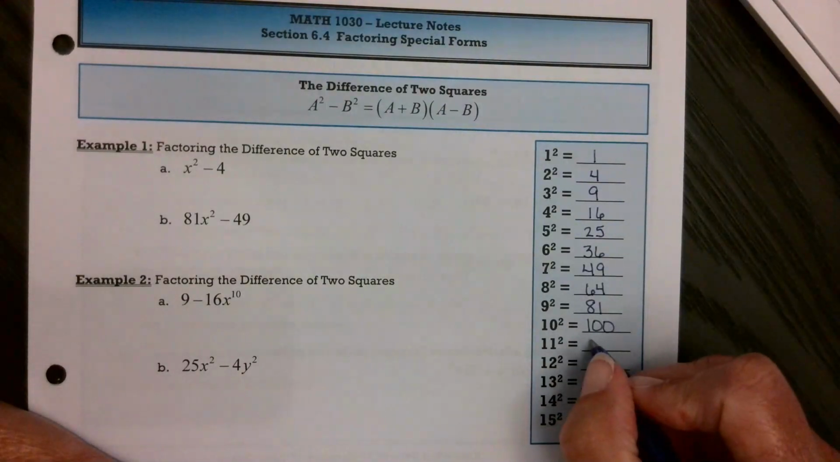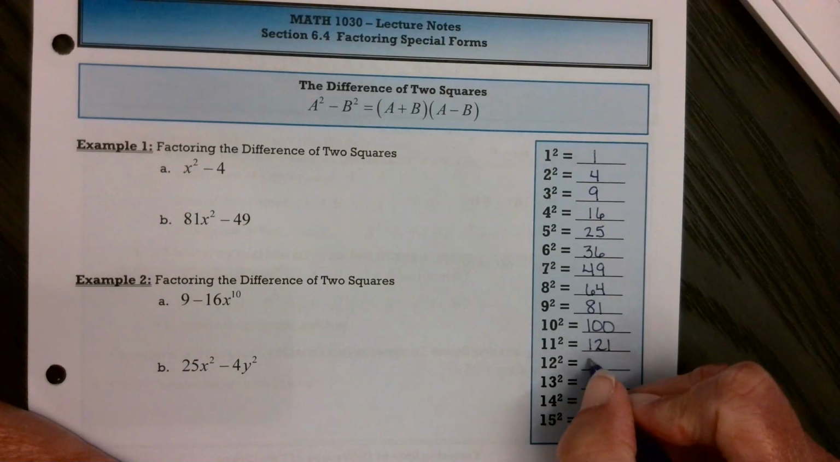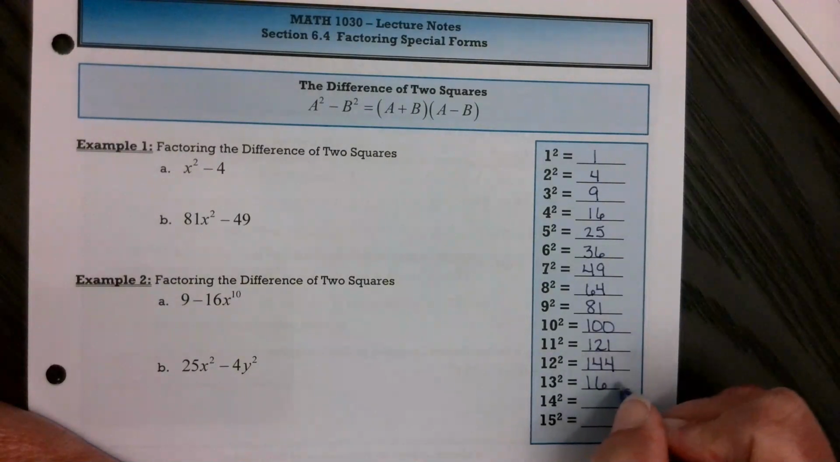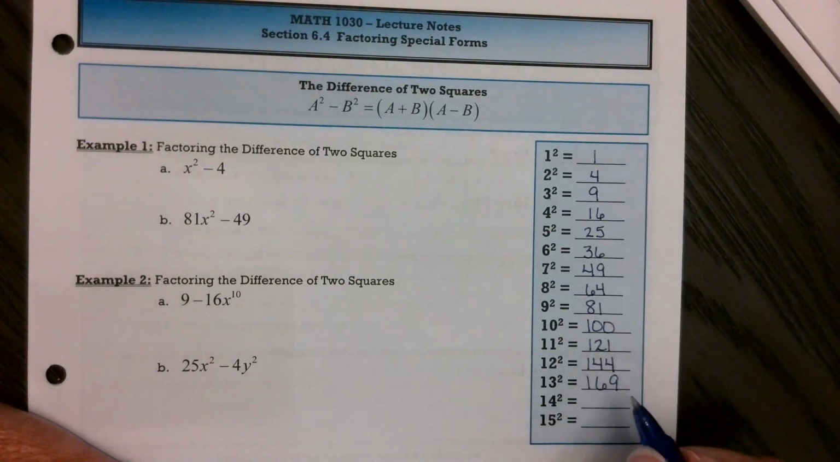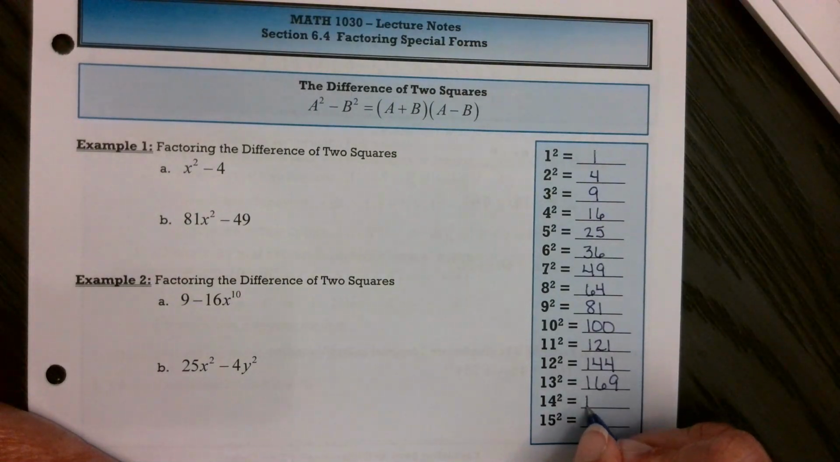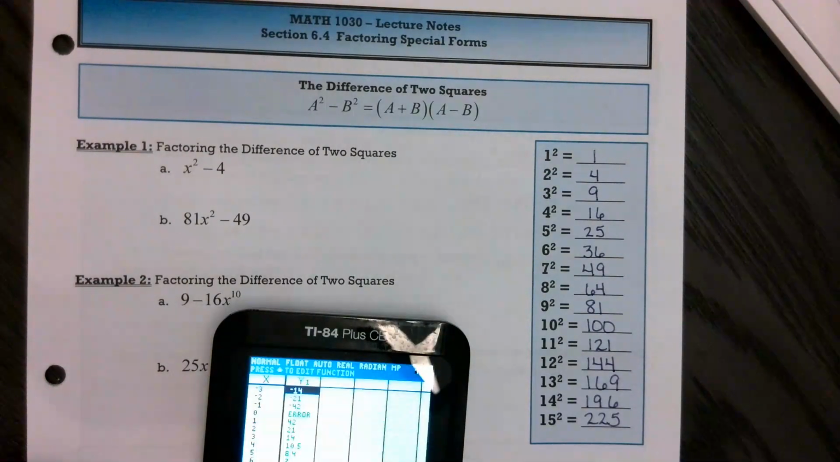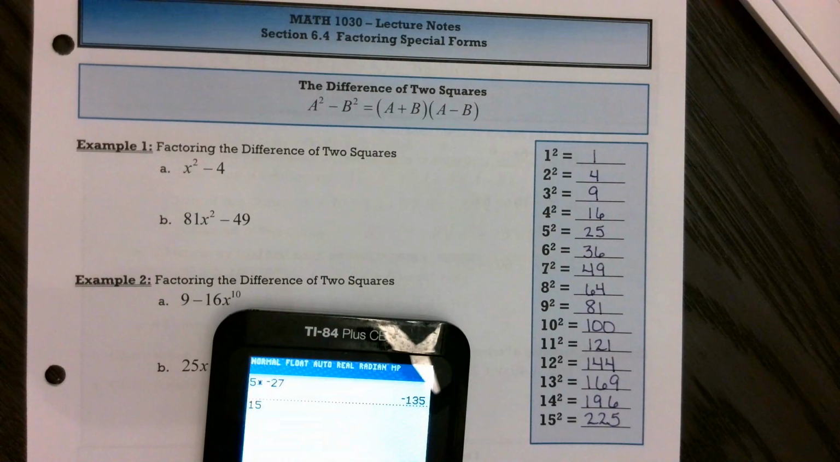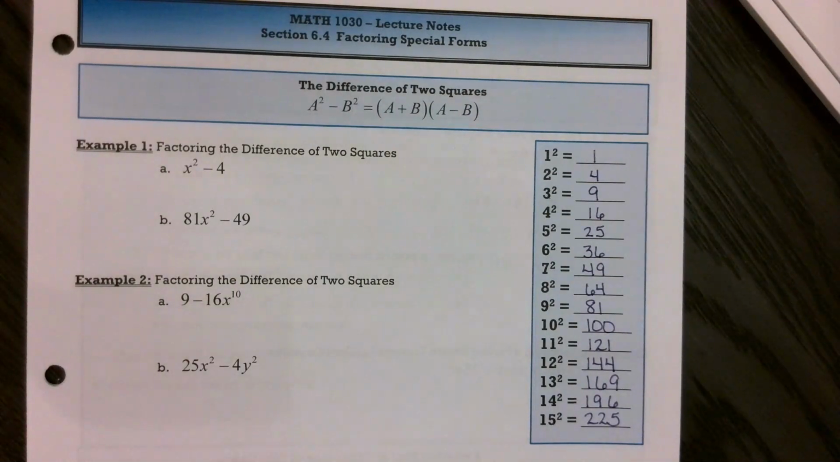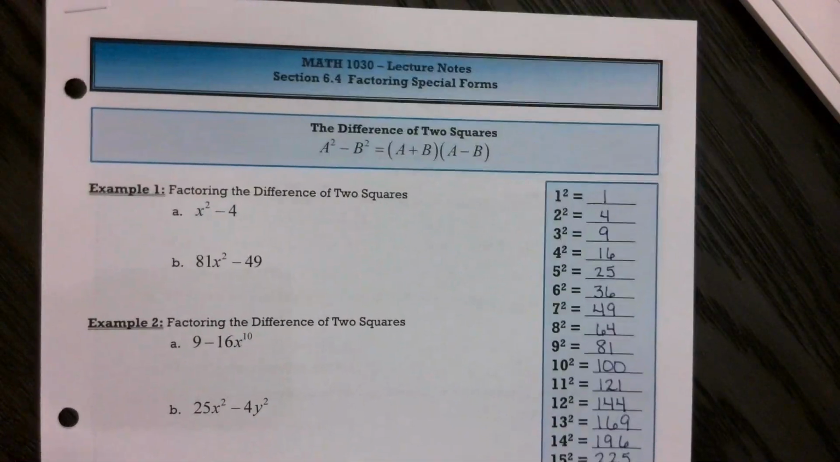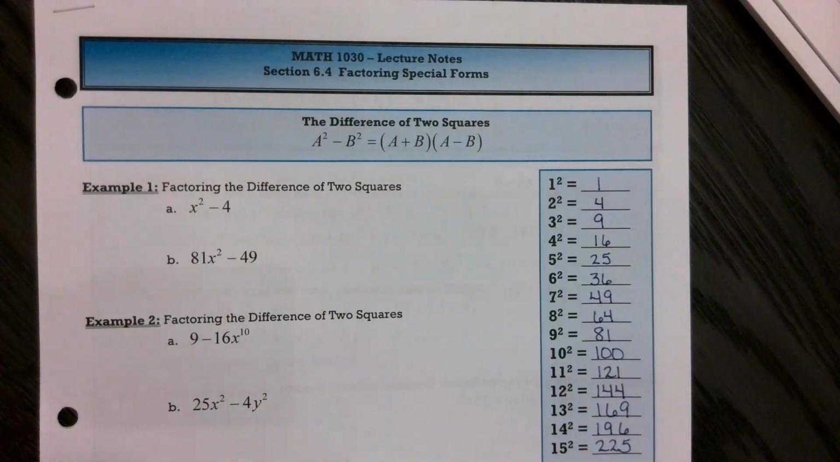All right, 11 squared is 121. 12 squared is 12 times 12, which is 144. 13 squared is 169. If you know 13, you can figure out 14 because all you do is switch the 6 and the 9 to get 196. And then 15 squared is 225. Okay? It is so much easier to memorize them than to have to go on your calculator and do 15 squared. All right. So, the first special form is called the difference of 2 squares.